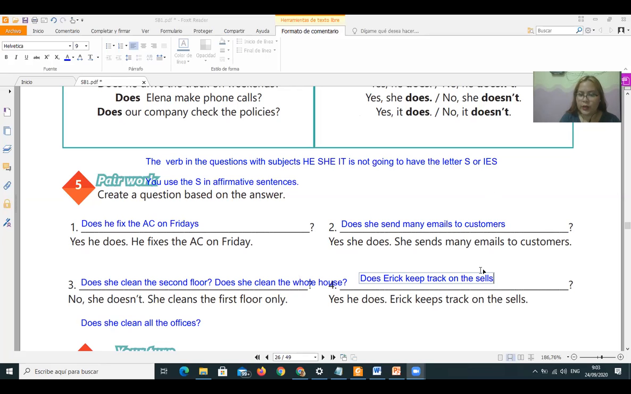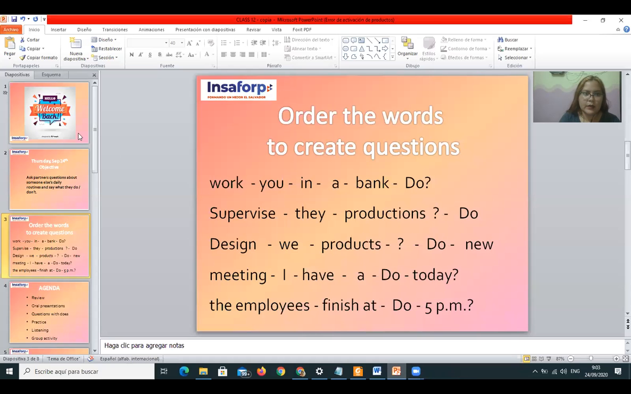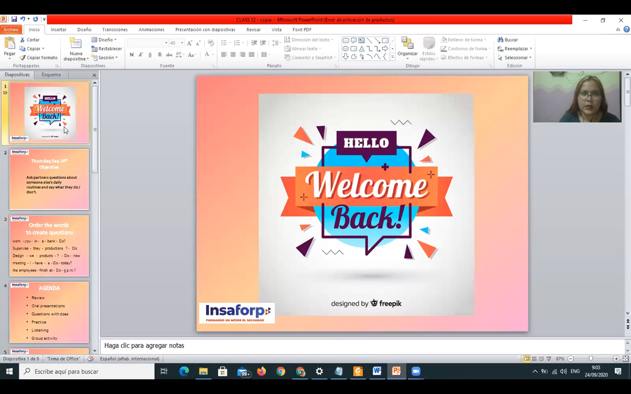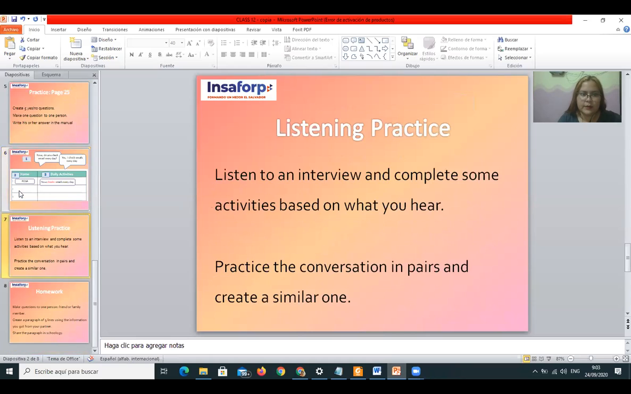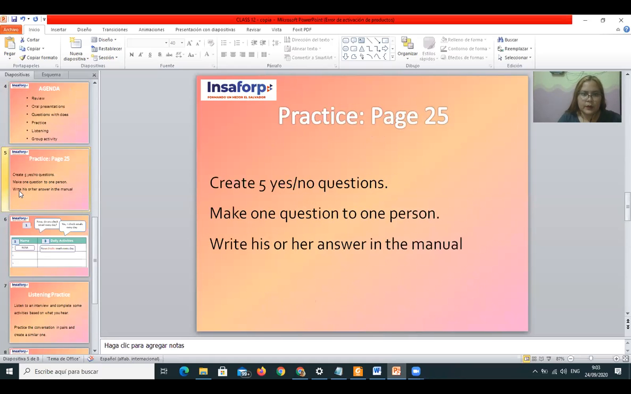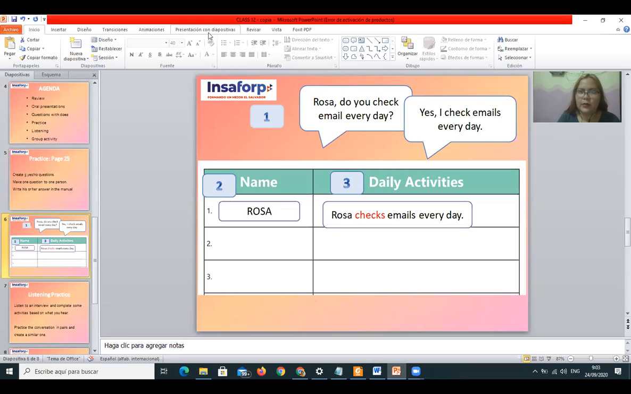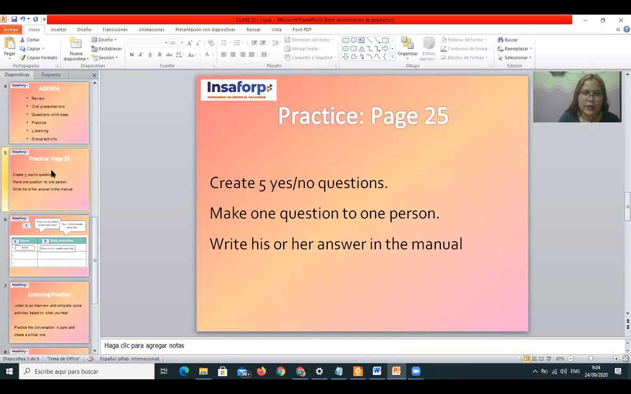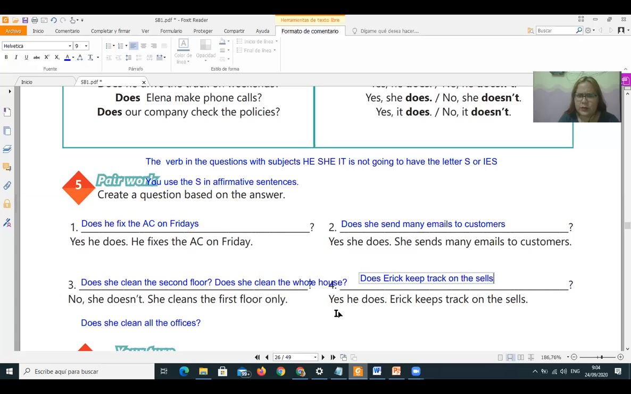Okay, now, to practice these questions, we are going to work in groups. Well, actually, right now, you will work individually. The activity right now is on page 25 in the manual. Page 25 in the manual. It is previous to this page, if I'm not mistaken.